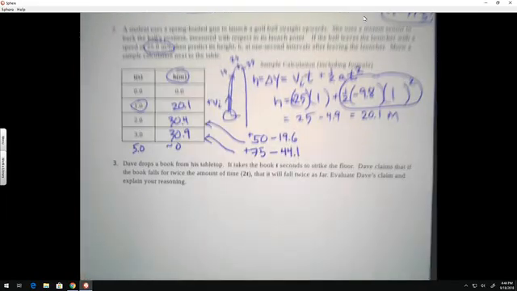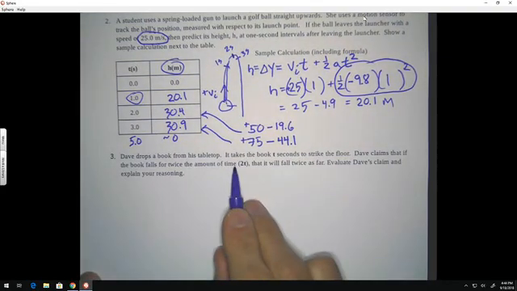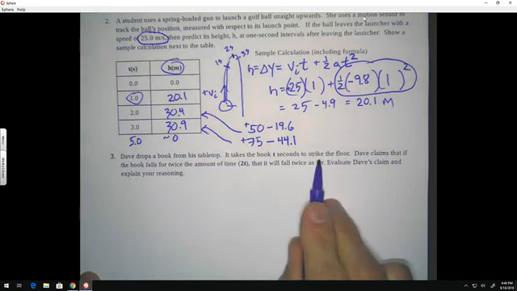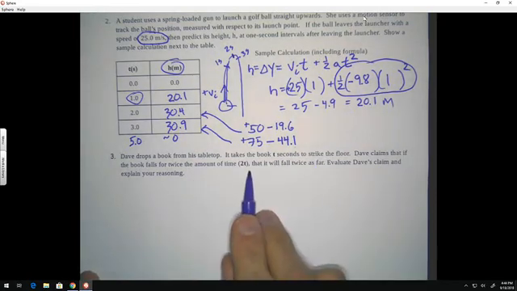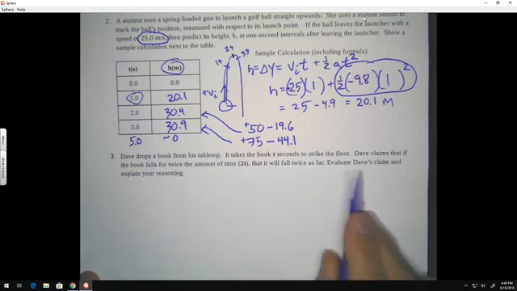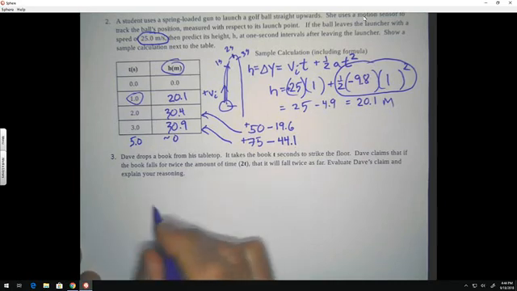All right, the last question is a reasoning question. It says that Dave drops a book from the tabletop. It takes T seconds to strike the floor. Dave claims that if the book falls twice the amount of time, then it will fall twice as far. Okay? And you want to evaluate that claim. So let's do it with some numbers here. You'll see how this is not true.